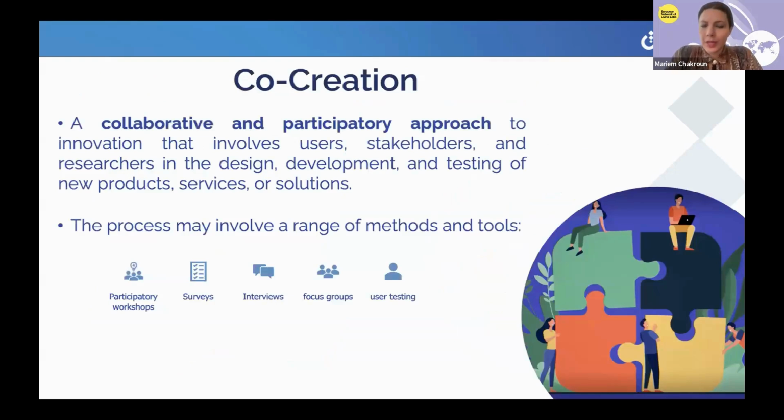Then we go back to co-creation. What is co-creation? It's a collaborative and participatory approach to innovation that involves users, stakeholders, the ones that I was presenting, and researchers in the design, development, and testing of new solutions, products, or services. How does this process go? It may involve a range of methods and tools, such as participatory workshops, surveys, interviews, focus groups, and user testing.